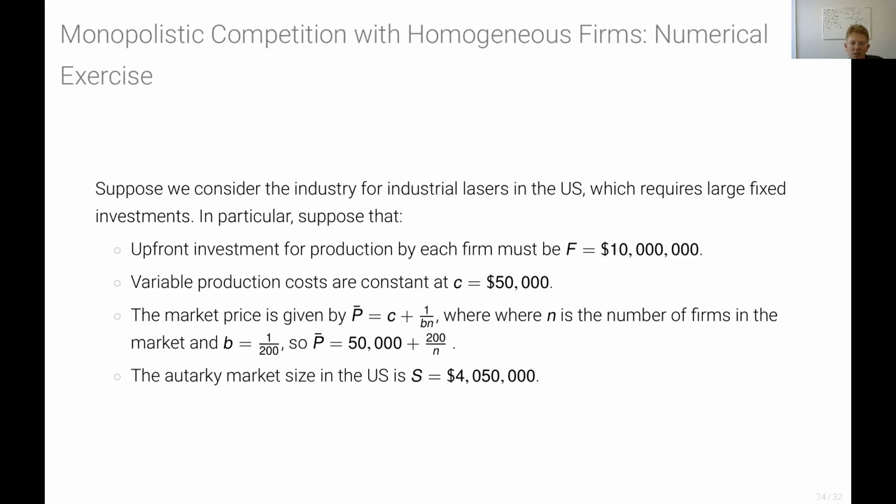And so the upfront investment, we're going to assume, is equal to F of $10 million. Variable costs are going to be constant, equal to C equal to 50,000. And then the market price is going to be given by P bar equal to C plus 1 over BN, where N is the number of firms in the market, and B is equal to S over 200. So P bar is equal to 50,000 plus 200 over N. And then we're going to think that the autarky market size in the US for industrial lasers is going to be S equal to 4.05 million.